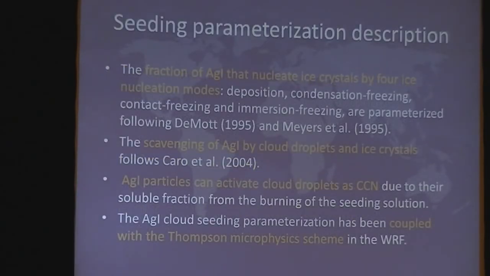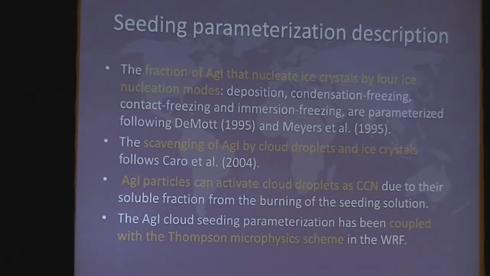So to go over briefly a little bit about the seeding parameterization, there are 2 papers that are coming out in the Journal of Applied Meteorology and Climatology. Lynn is the first author of those papers, so they describe this parameterization in much more detail. But this parameterization does have several key microphysical features. First of all, it can simulate the fraction of silver iodide that nucleate ice crystals by 4 nucleation modes: deposition, condensation freezing, contact freezing, and immersion freezing. These are parameterized in the model following DeMott and Meyers parameterizations.